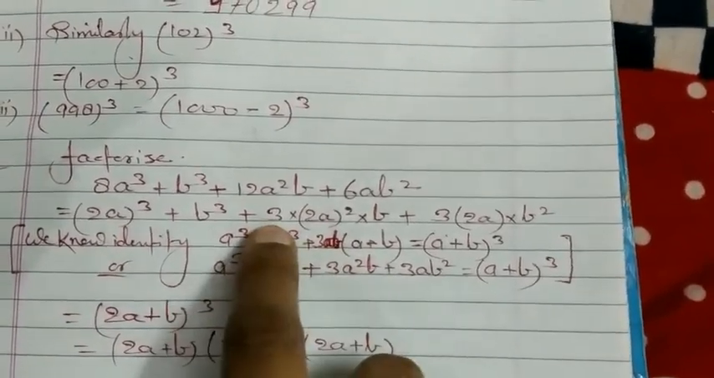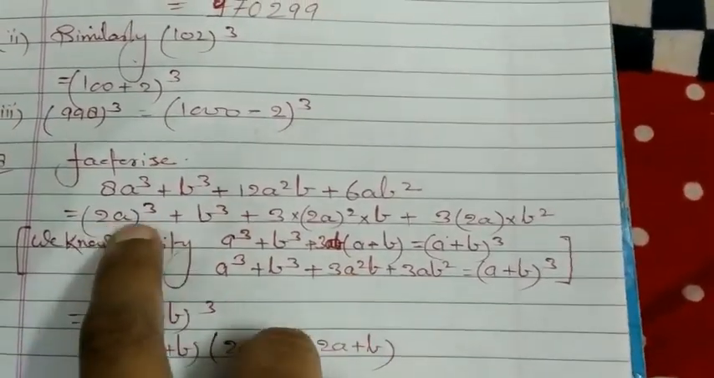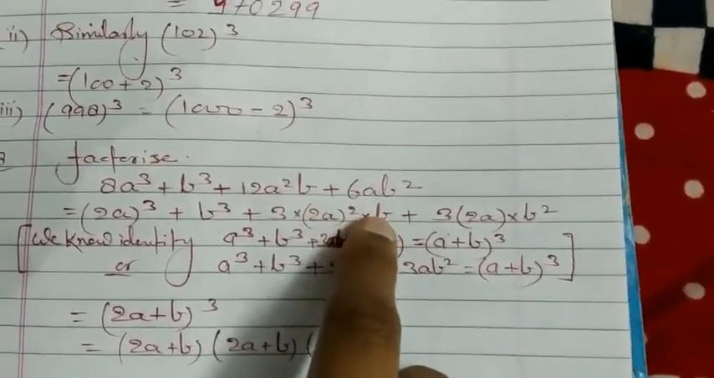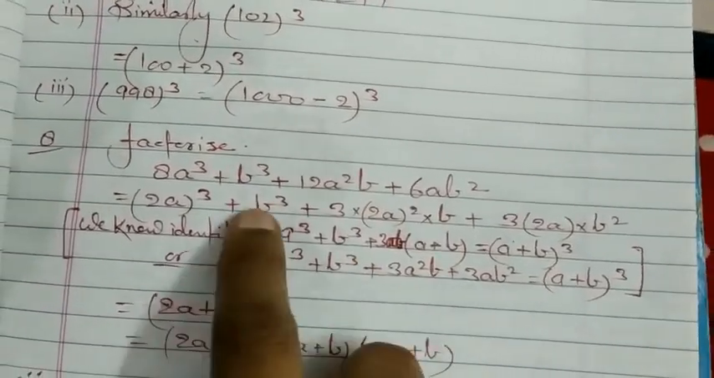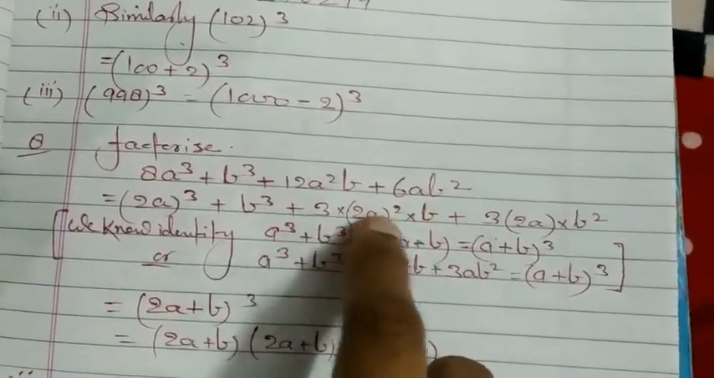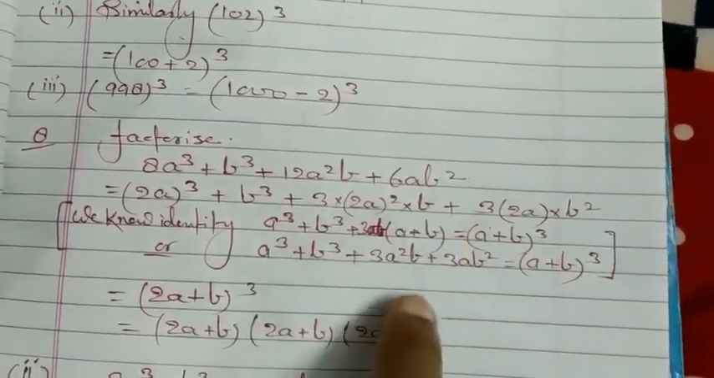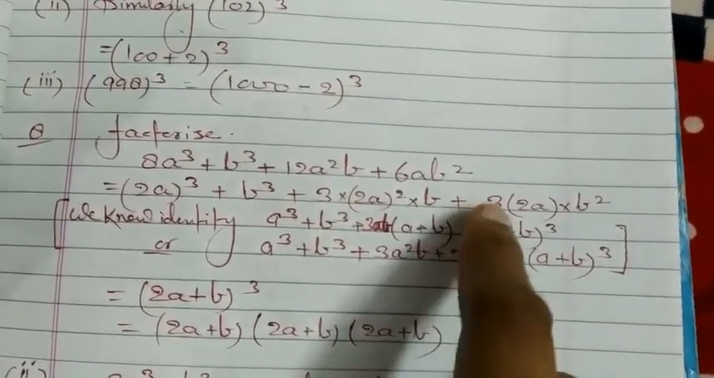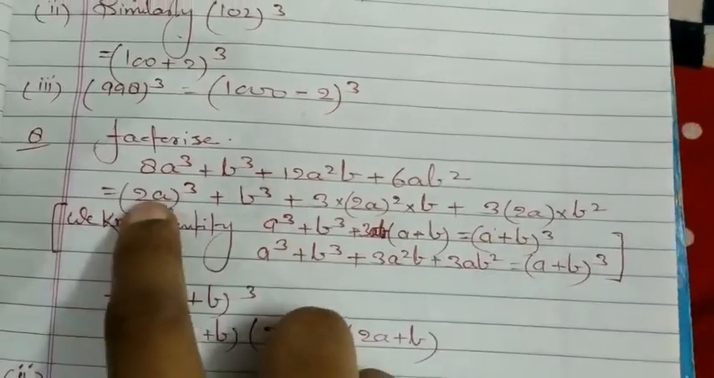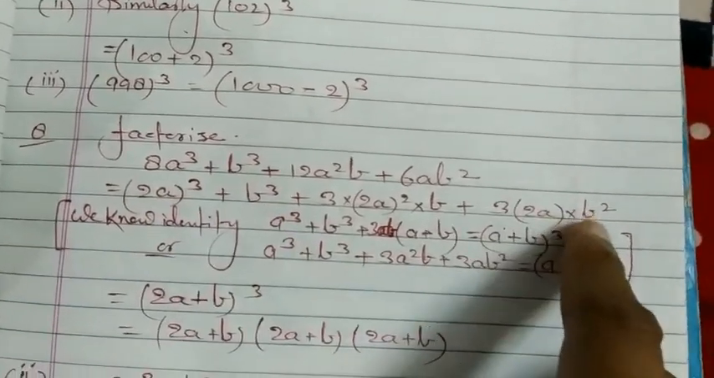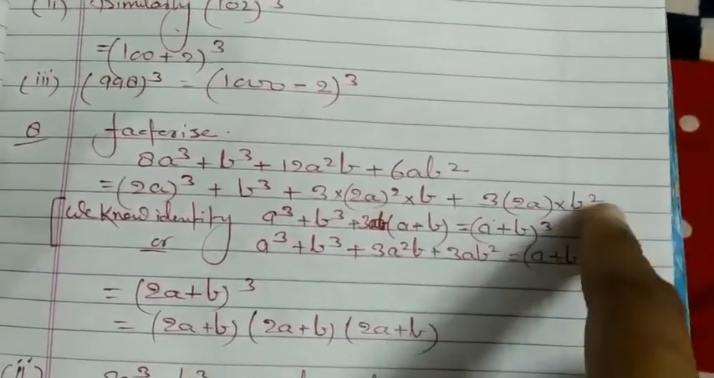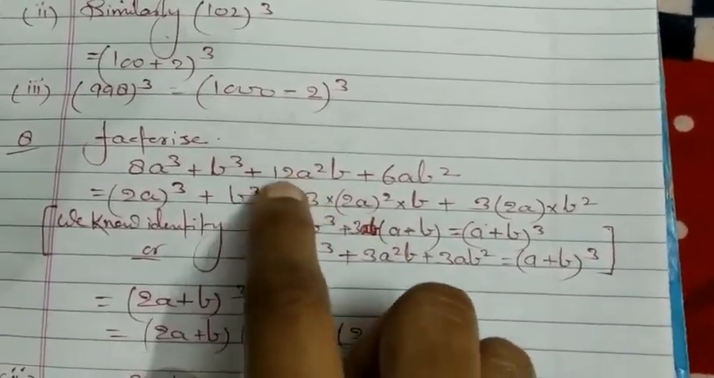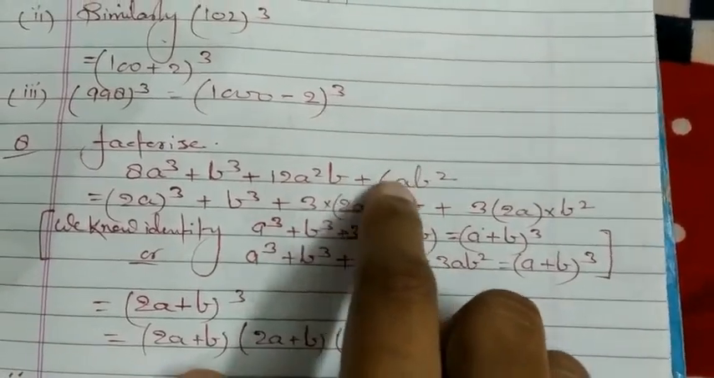So what is here? 3a square b. 3 you have already written. Value of a according to this is 2a. 2a square into b. B is b here. So you have written 3 into 2a square into b plus. Now 3ab square, here is 3ab square. So first of all you have written 3 here, and a is 2a and b is b, and here is square, that's why you have put square here. Remember, you have broken this term in this way and this term also in this way.